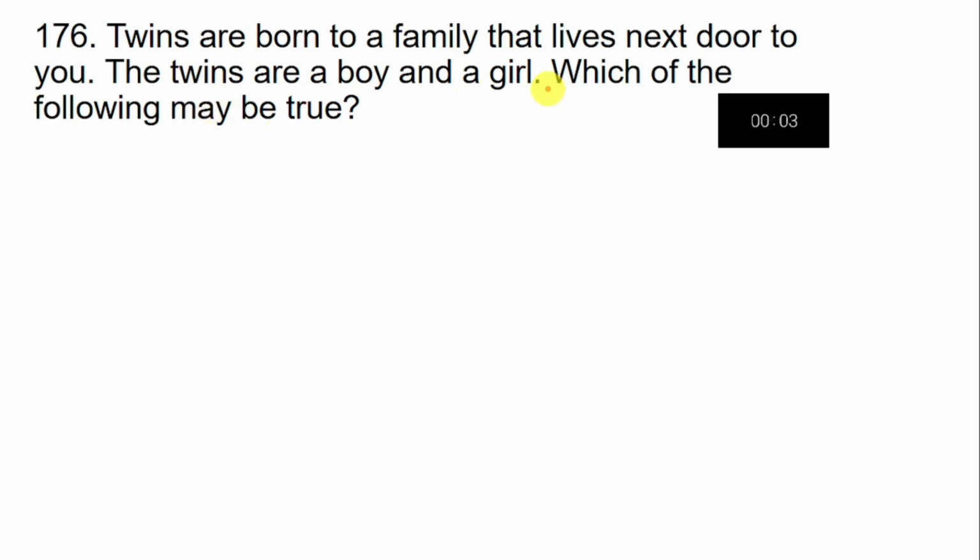Twins are born to a family that lives next door to you. The twins are a boy and a girl. Which of the following may be true? They are monozygotic. No, because they have different genders, they are not monozygotic. Monozygotes are identical. So gender wise also they will be identical. So they are actually called dizygotic. Look for this option.